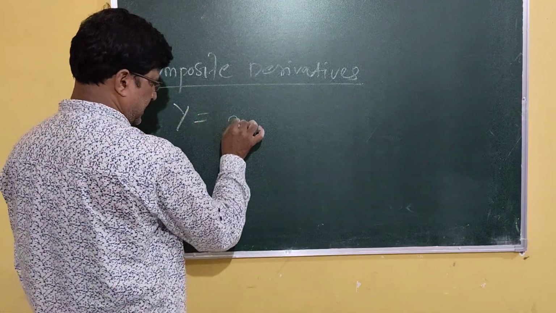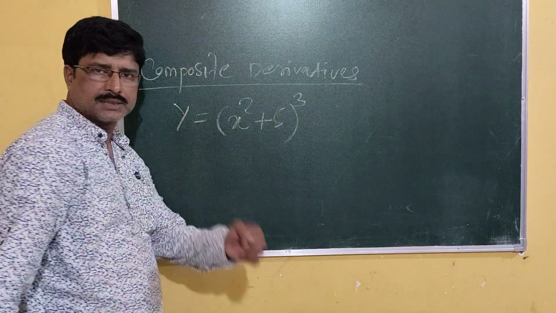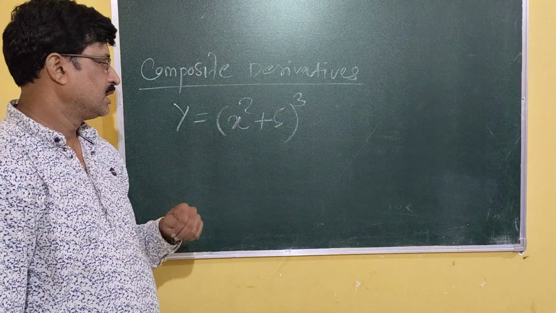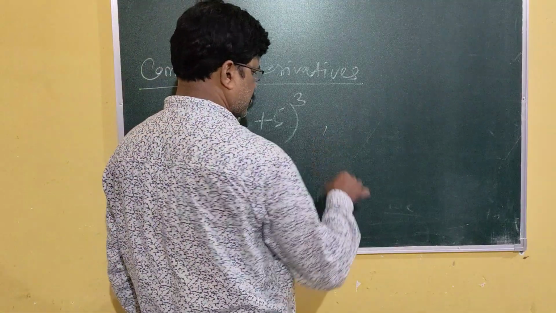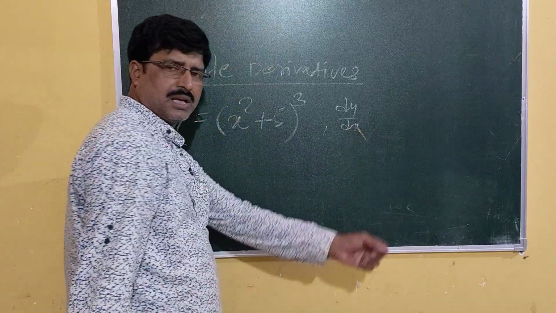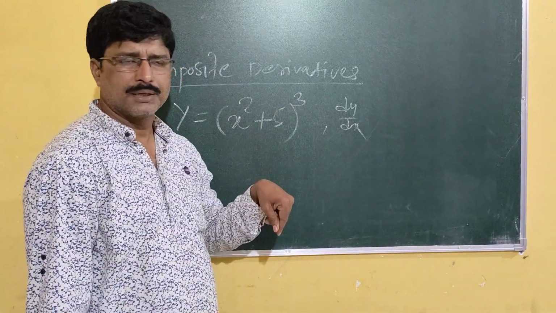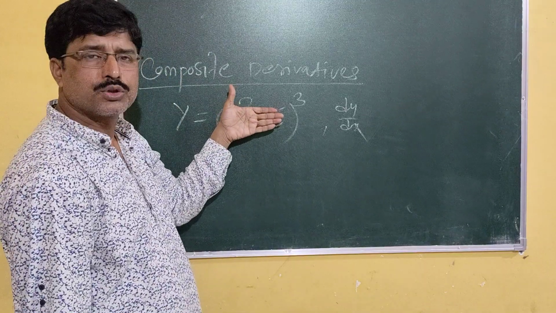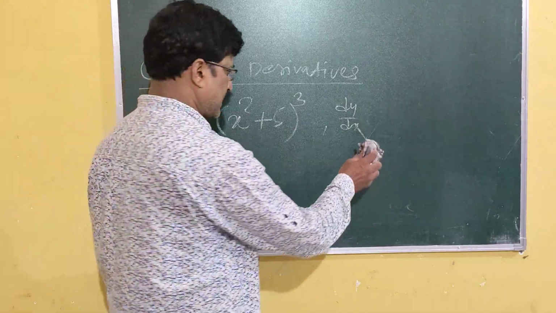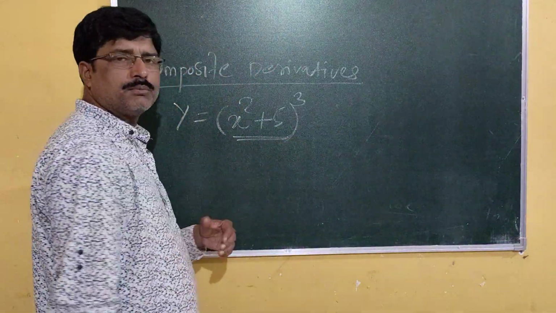Let y be equal to x square plus 5 whole cube. The question is to find dy by dx. As we know, if it is just x, then we can put in the x cube formula. But as there are some functions here, we can take this as some other variable.